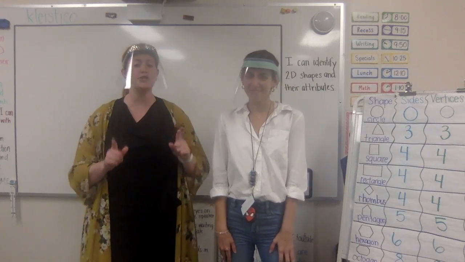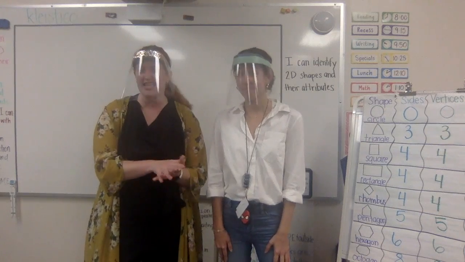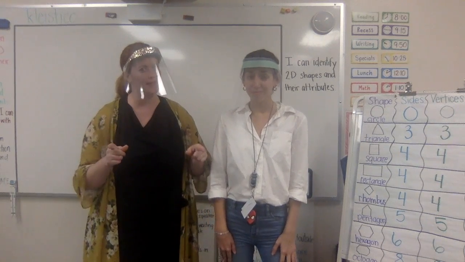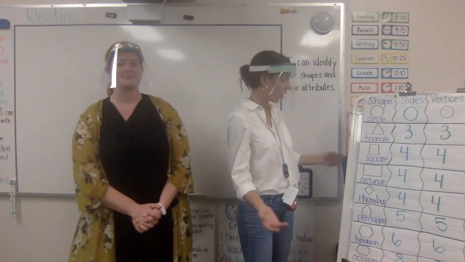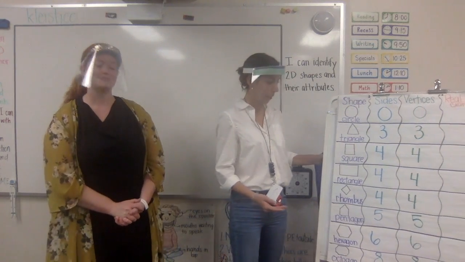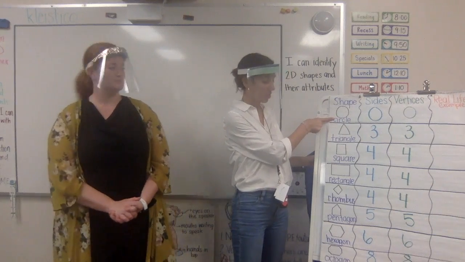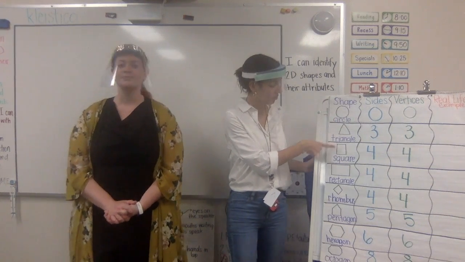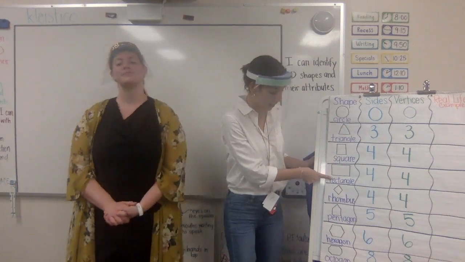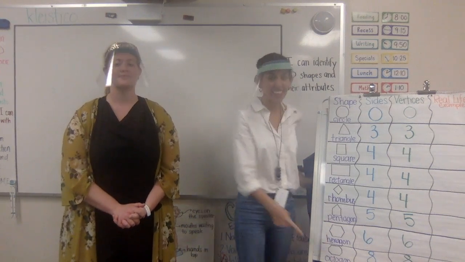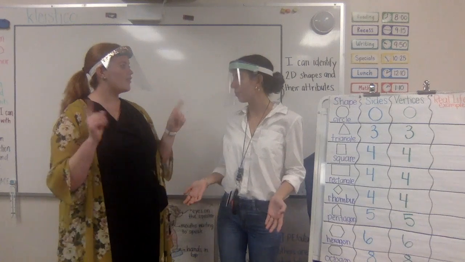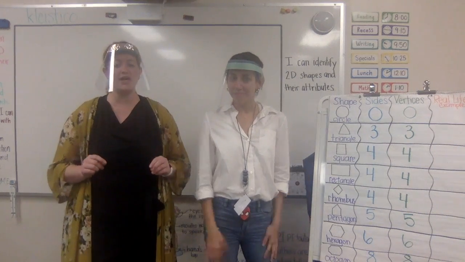And I remember those 2D shapes are flat. They're not 3D. We're going to learn about that later. They're a flat shape. That's right. And our shapes that we've been learning about are the circle, the triangle, the square, rectangle, rhombus, pentagon, hexagon, and octagon. That's a lot of shapes, Miss Lime. That is.